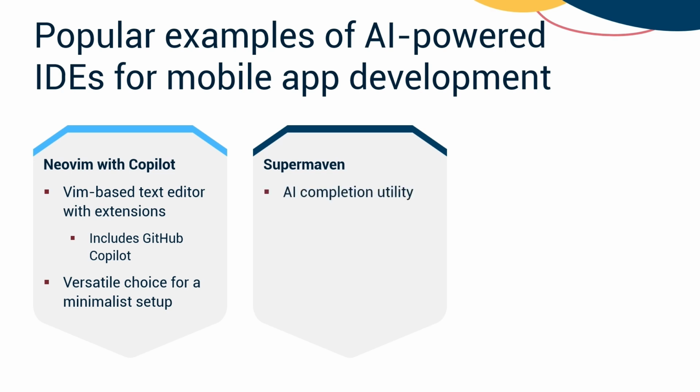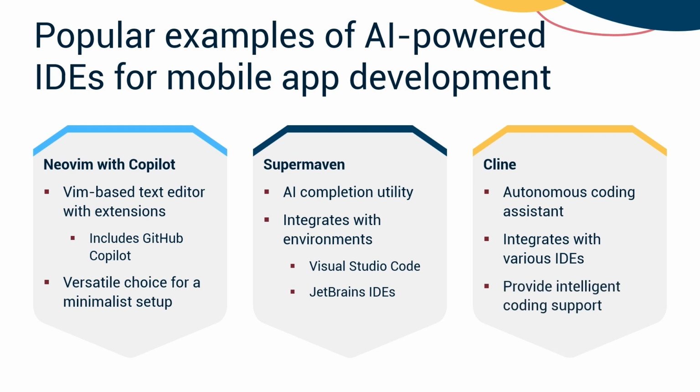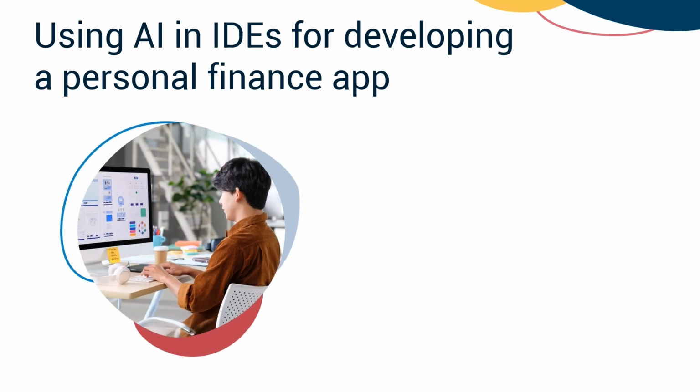SuperMaven, though not an IDE itself, is an AI completion utility that integrates with environments such as Visual Studio Code and JetBrains IDEs, and has recently been acquired by Cursor to enhance its offerings. Cline is an autonomous coding assistant that integrates with various IDEs to provide intelligent coding support without being a complete IDE itself.